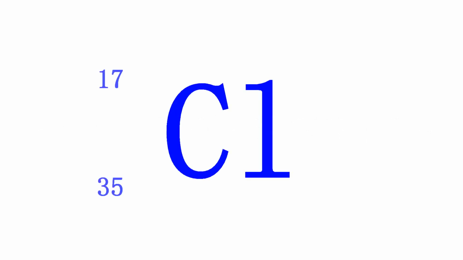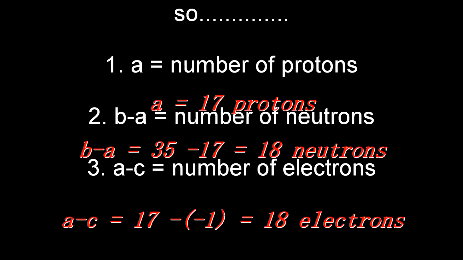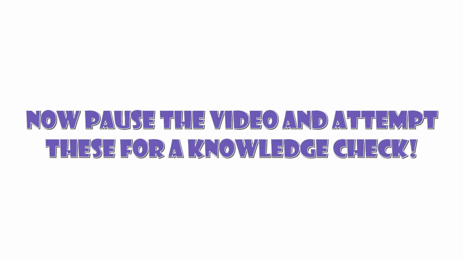Chlorine, atomic number 17, atomic mass number 35, with the charge minus indicating 1 minus. Again, A is the number of protons, A is 17 protons. B minus A, the number of neutrons, B minus A is 35 minus 17, which is 18 neutrons. A minus C, the number of electrons, A minus C is 17 minus minus 1, which of course becomes plus 1, that's why it's important, 18 electrons.